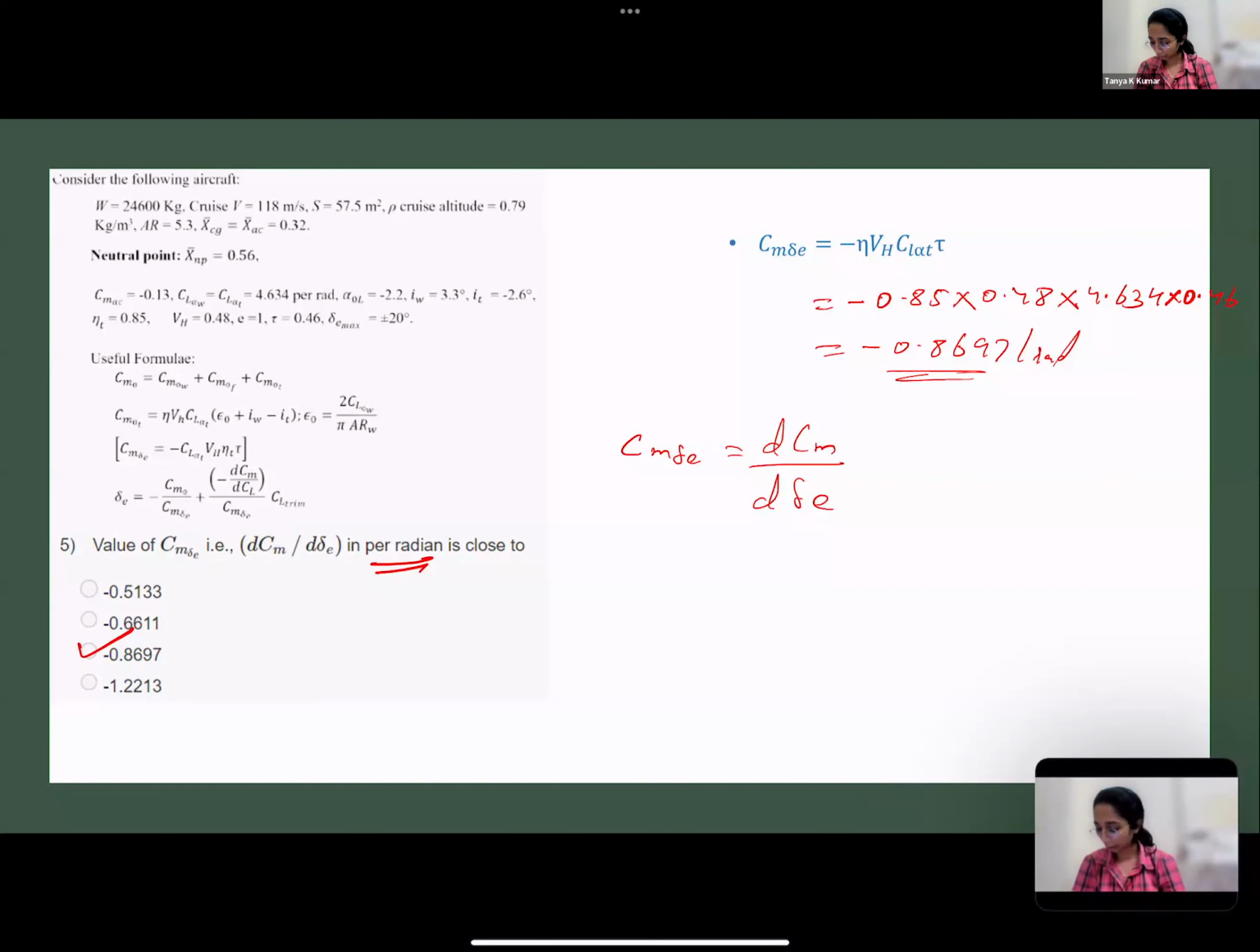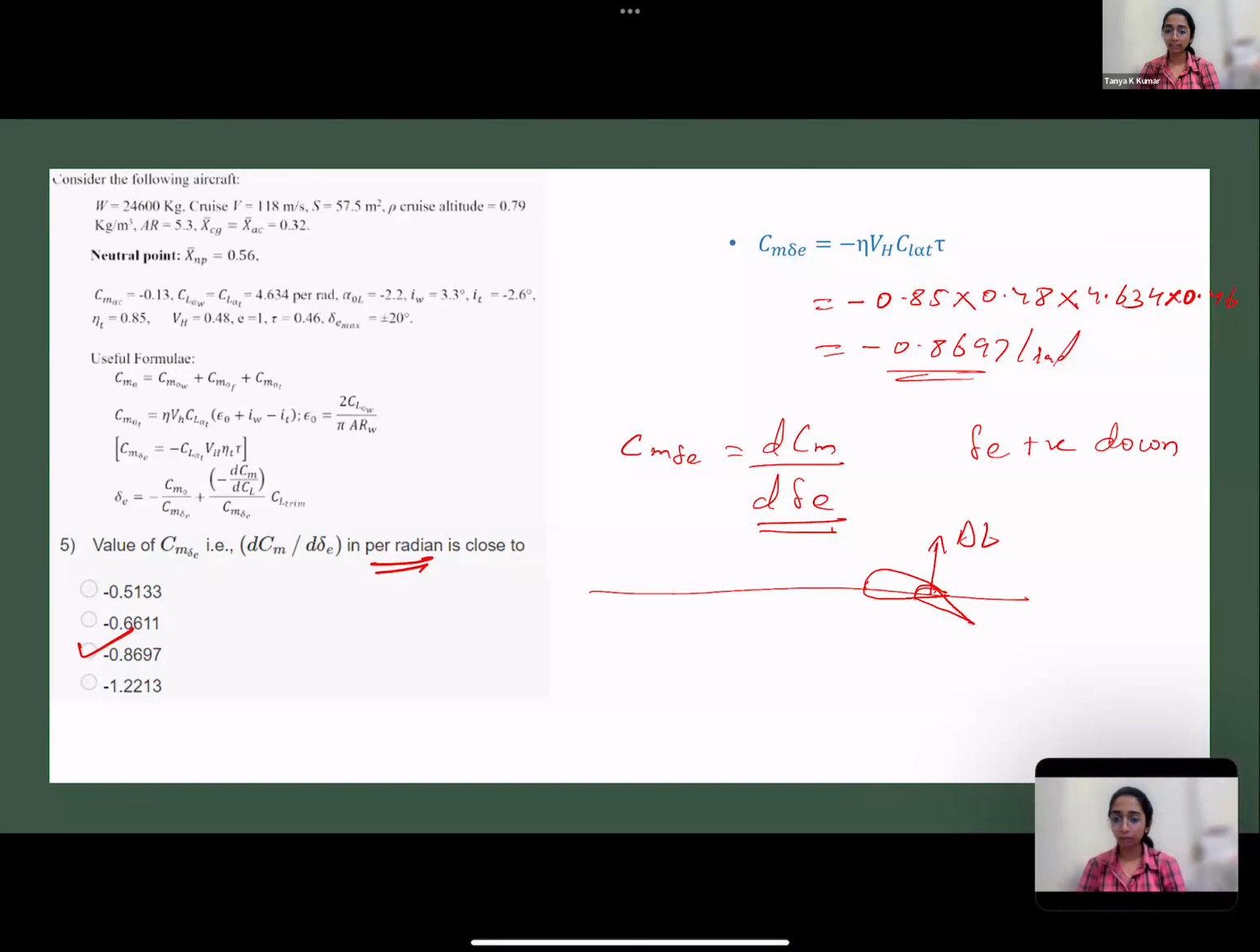Now let's come back to Cm delta E. For a positive delta E deflection, what kind of pitching moment is generated, pitch down or pitch up? When you deflect the elevator down, is it pitch up or pitch down? Let's draw this. This is your fuselage reference line. This is your tail. Now I'm deflecting the elevator down. Delta E positive is down. Like I said, camber is increased, so you have a delta L.